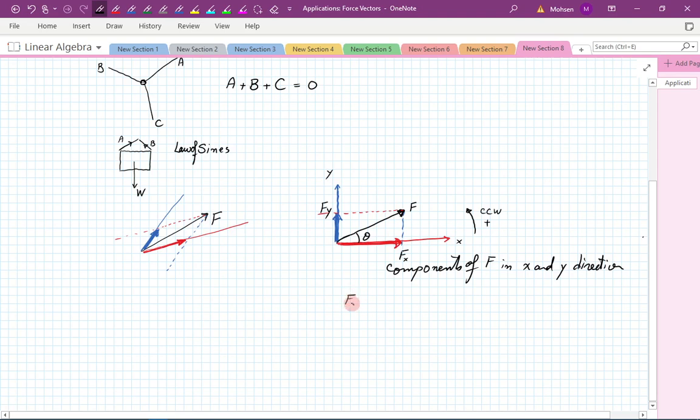So who is F sub x? F sub x is going to be the magnitude of the vector times what? Times the cosine of this angle. Okay, so cosine is a ratio of adjacent to hypotenuse, and then you can write it like this. How about F sub y? Well, F sub y is the same as that F sub y, and F sub y is the hypotenuse times the sine of this. So these basic relationships that you have seen in trigonometry can be used here, and makes life a lot easier.